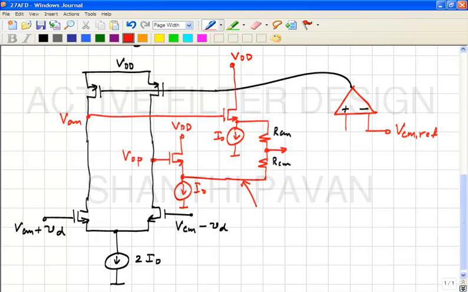What is this quiescent voltage? Yes, Chinnadurai, what is the quiescent voltage at the source? Assume VOP and VOM are the same. What is the quiescent voltage at the source of that common drain amplifier? We know the current I naught, yes.